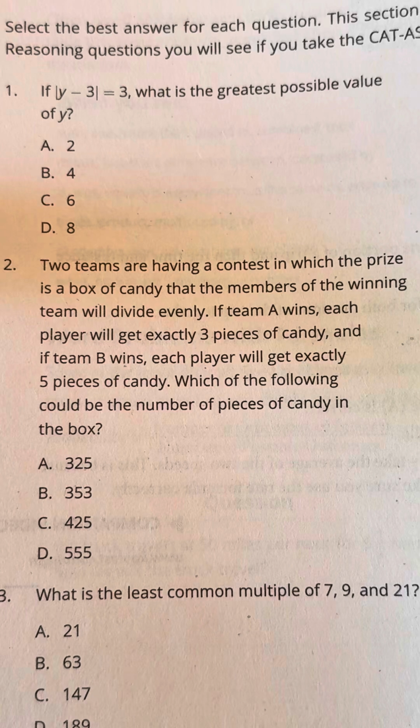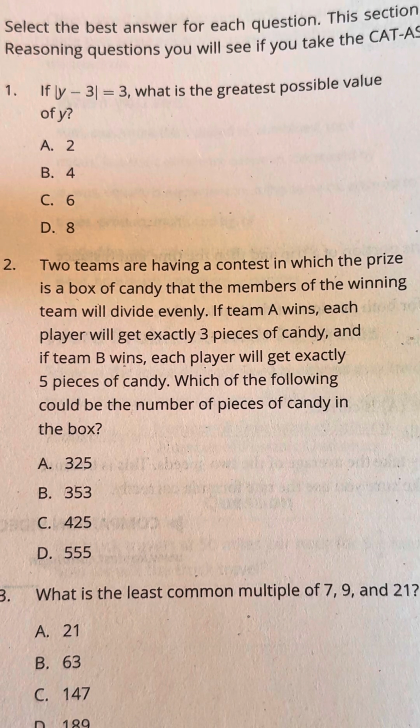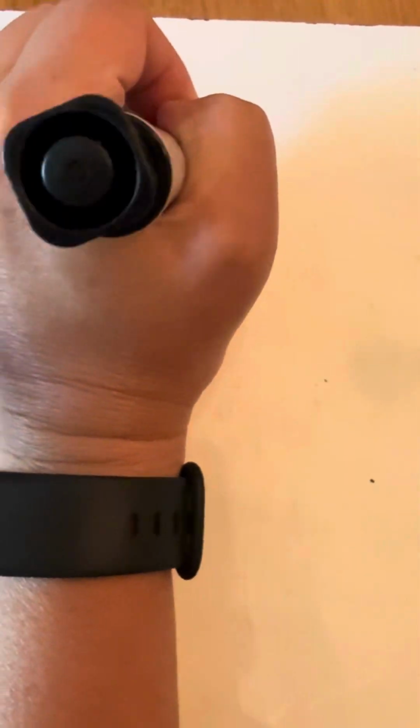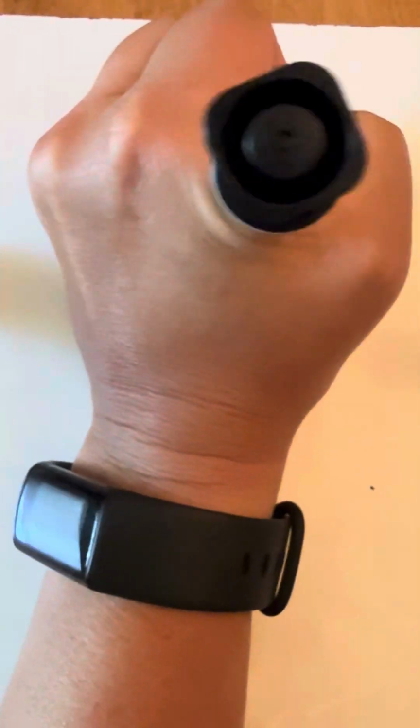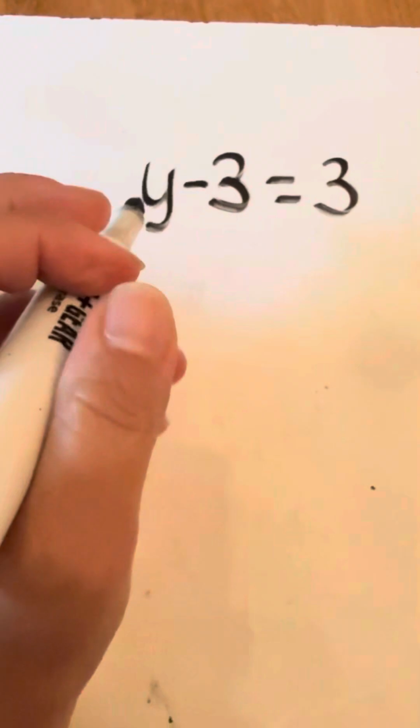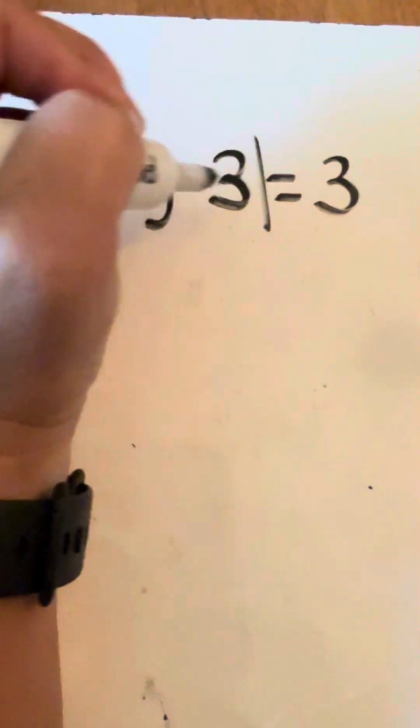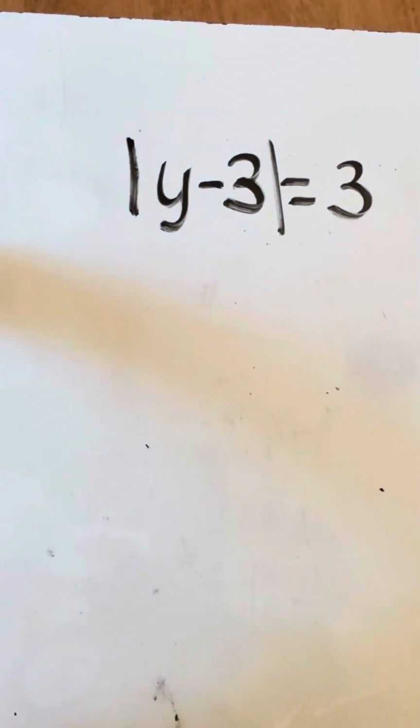If we have the absolute value of y minus 3 is equal to 3, what is the greatest possible value of y? So let's take a look. We've got some choices. So we're going to look at what we've got here. We're looking at that problem. Y minus 3 is equal to 3. That's the absolute value bars around it. That means that the number is how many spaces away from 0 it is.